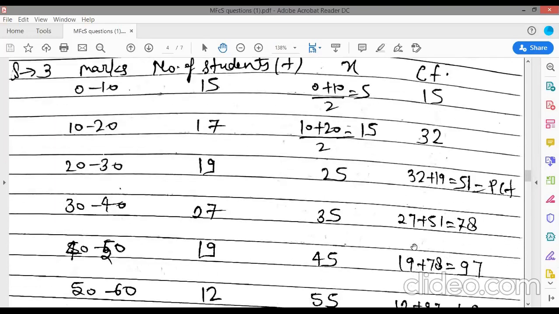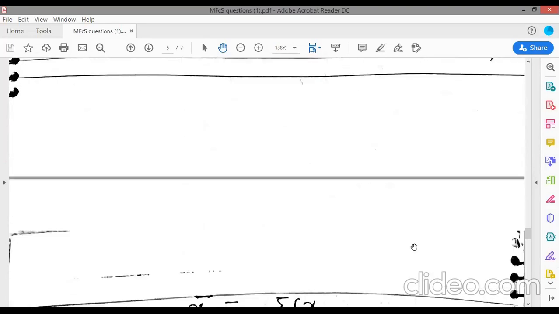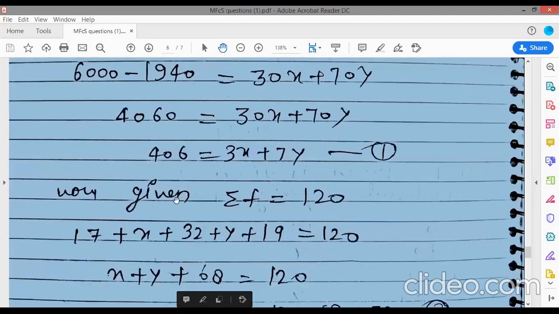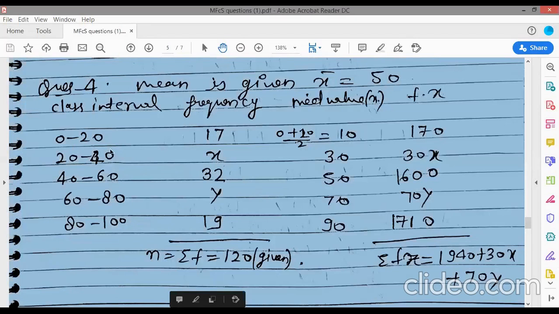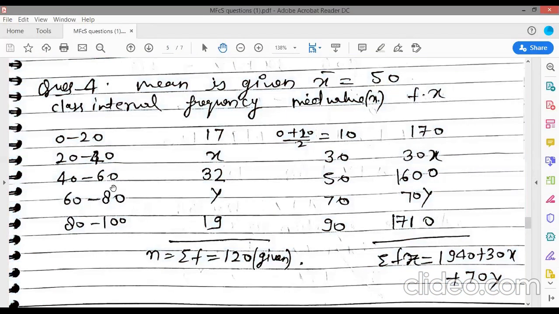So just first construct your table, and your table is: first column 0 to 20, 20 to 40, 40 to 60, 60 to 80, and 80 to 100. And your frequency is 17, x, 32, y, 19. Mid value, so third column is your mid value, that means your variable. So 0 plus 20 divided by 2, 10, 20 plus 40 divided by 2, 30, and so on, 80 plus 100 divided by 2, 90.